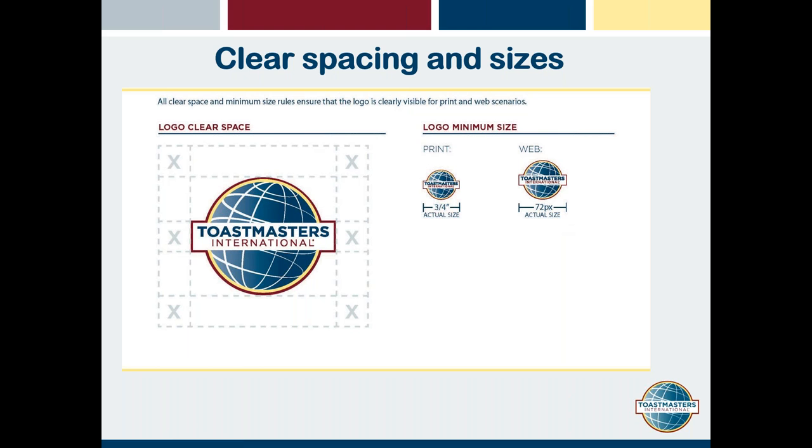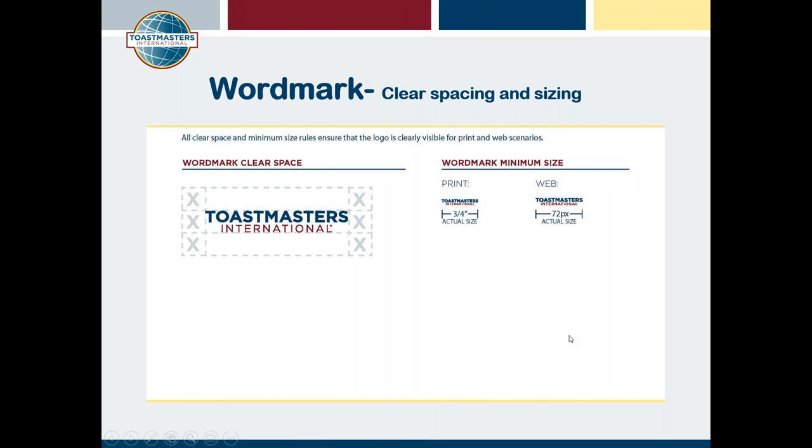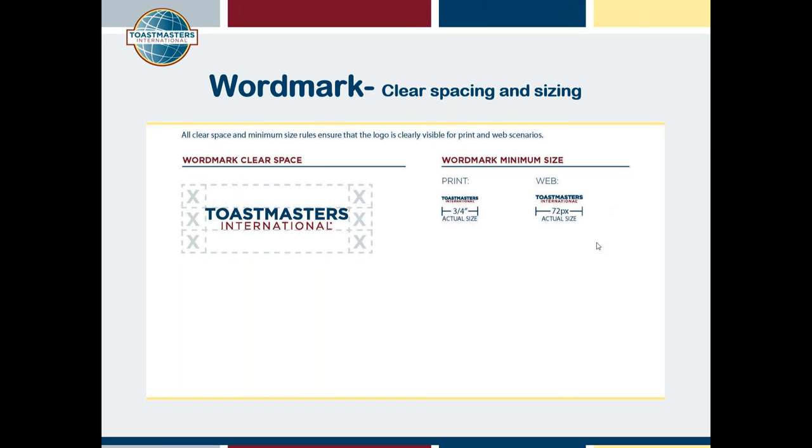If you go and see the branding guideline, it's more than 200 pages, and there is an abridged visual one, so you can check. There is also the Toastmasters wordmark, which also comes in black and white and color versions and different versions available. Same rules of clear space and minimum size apply.